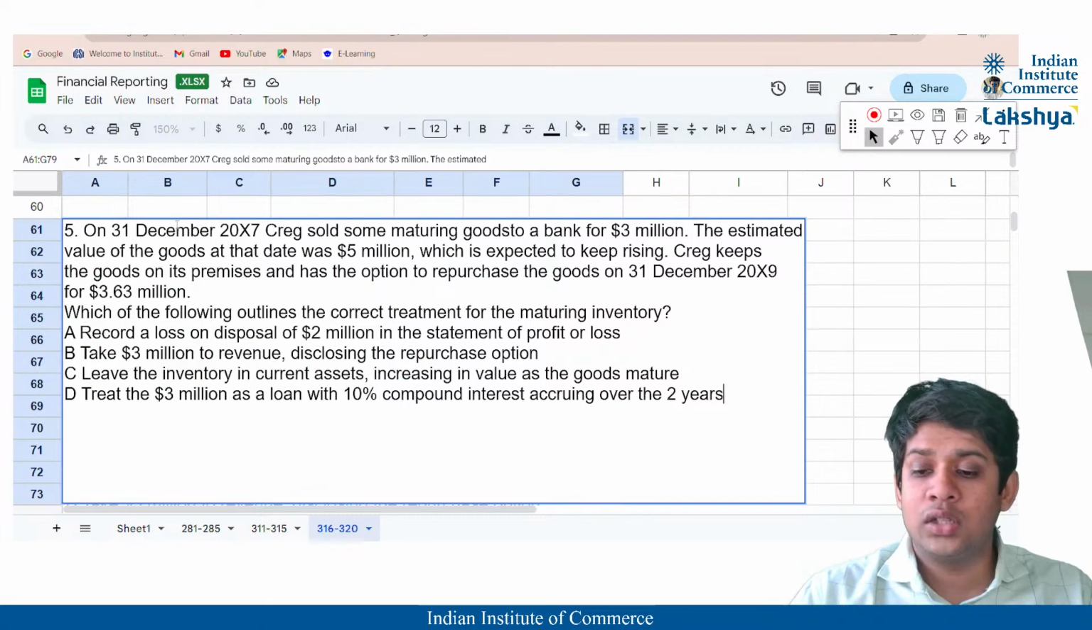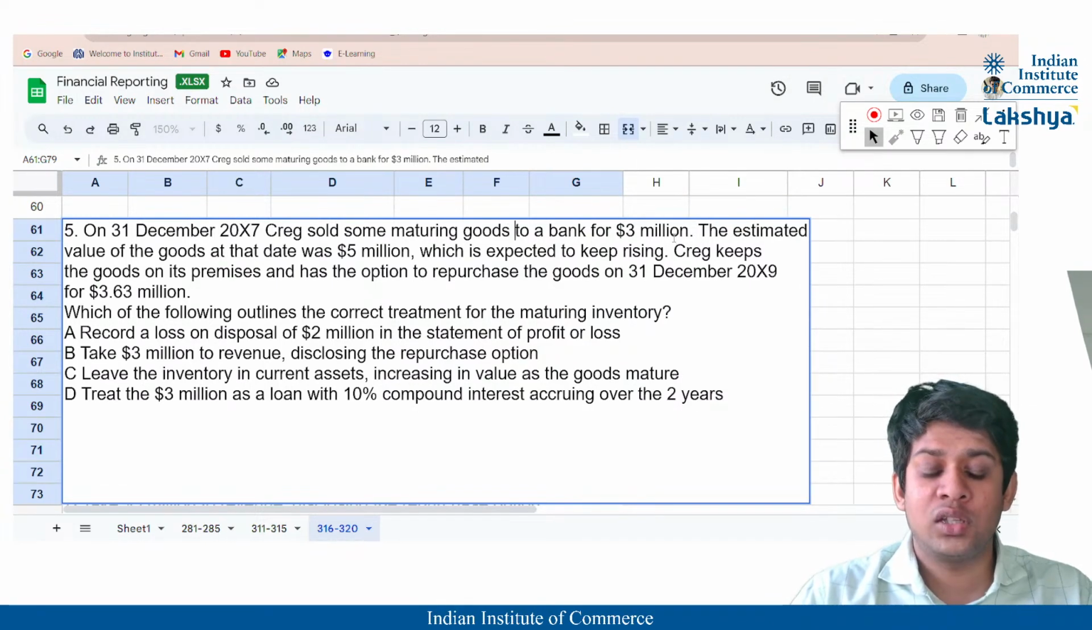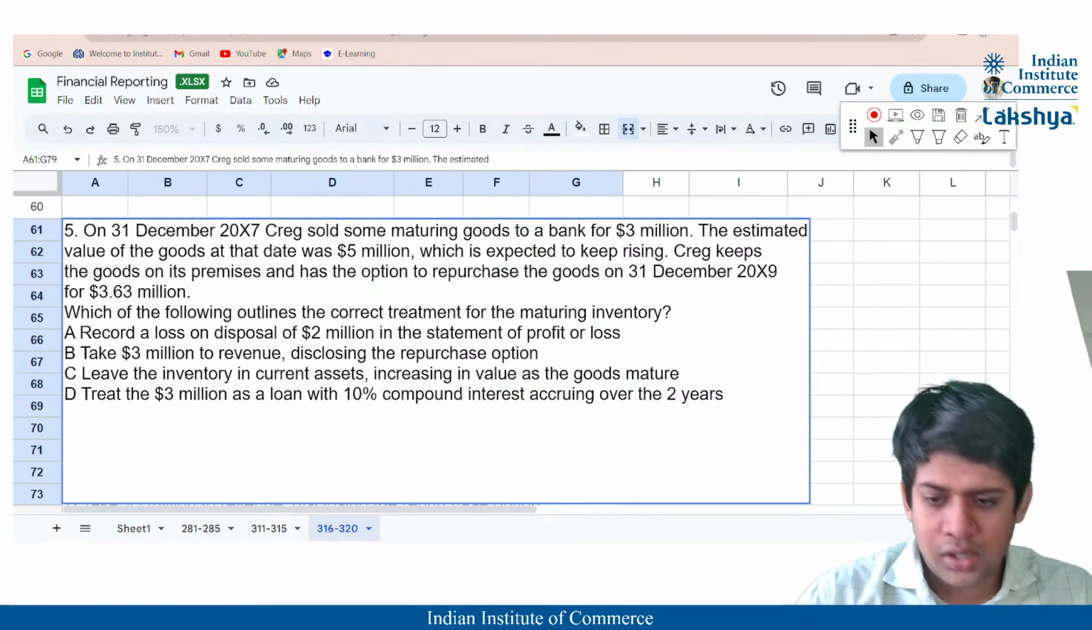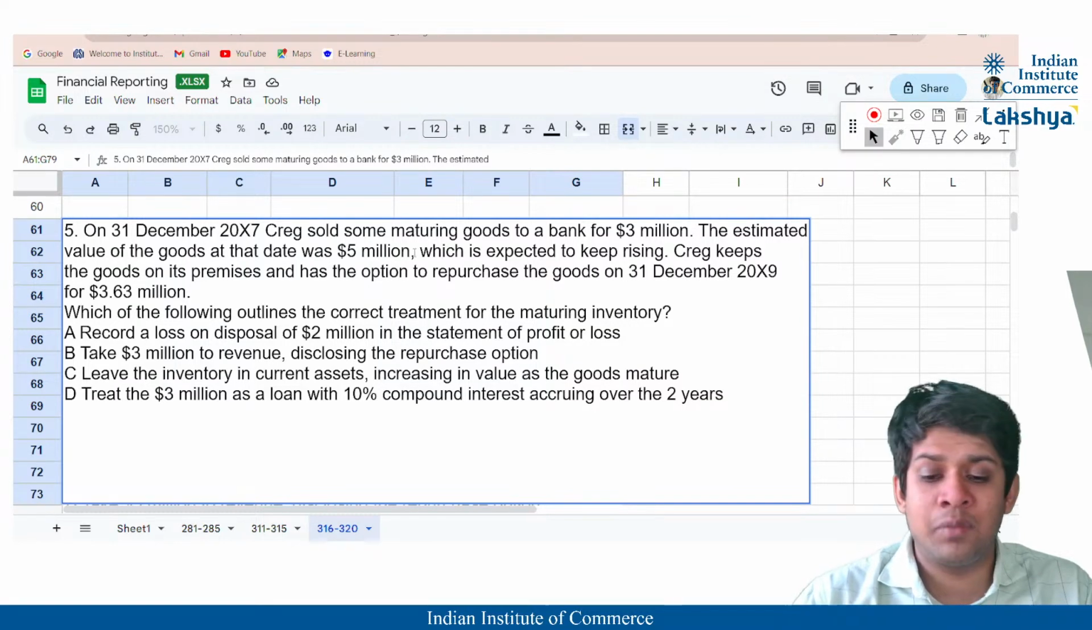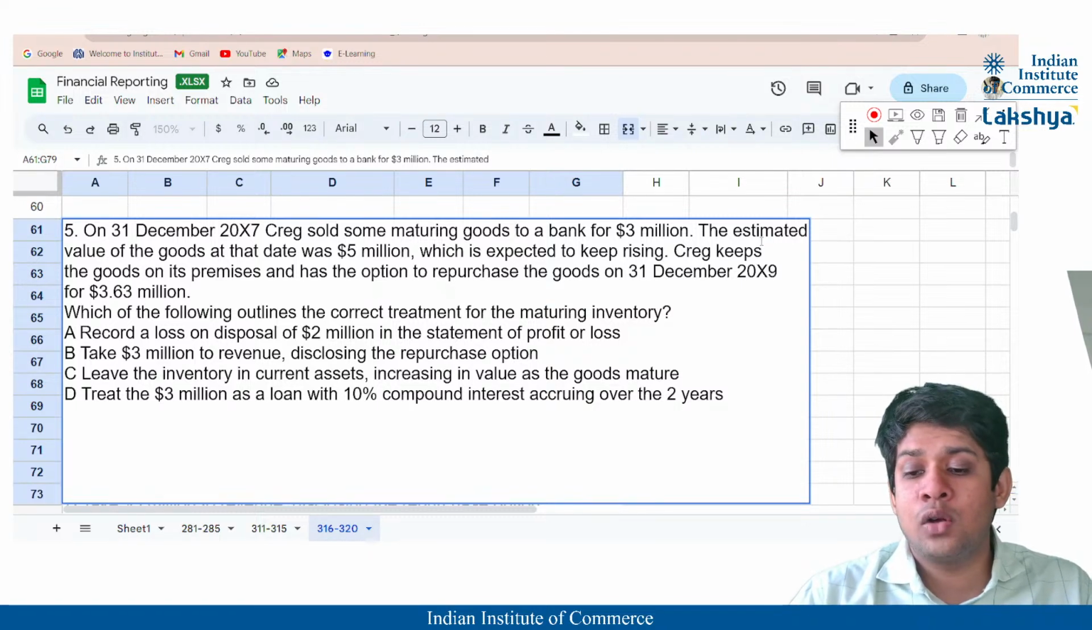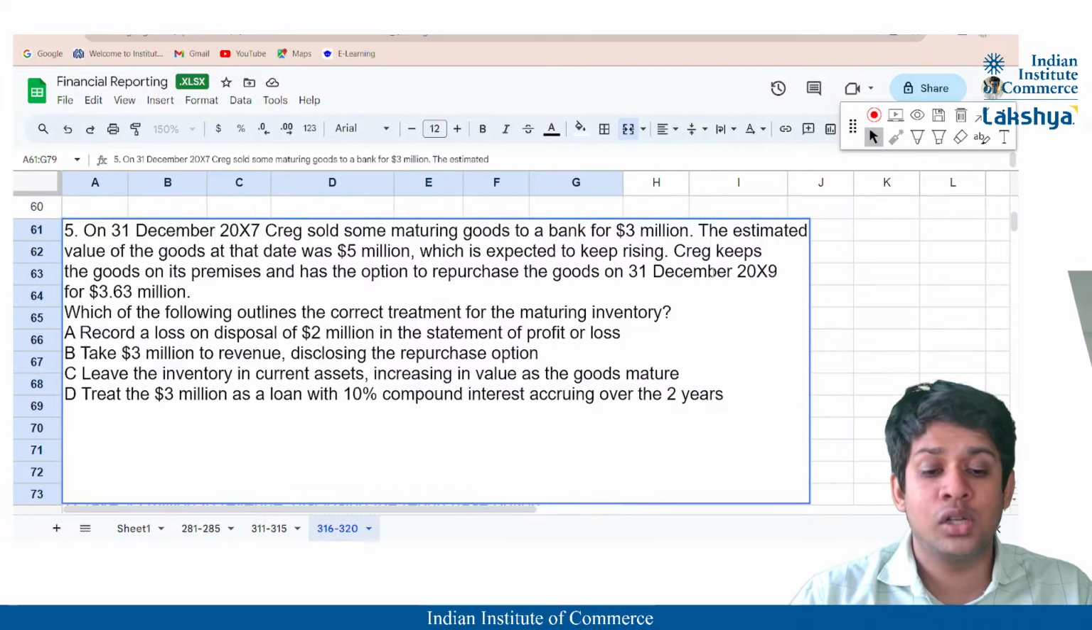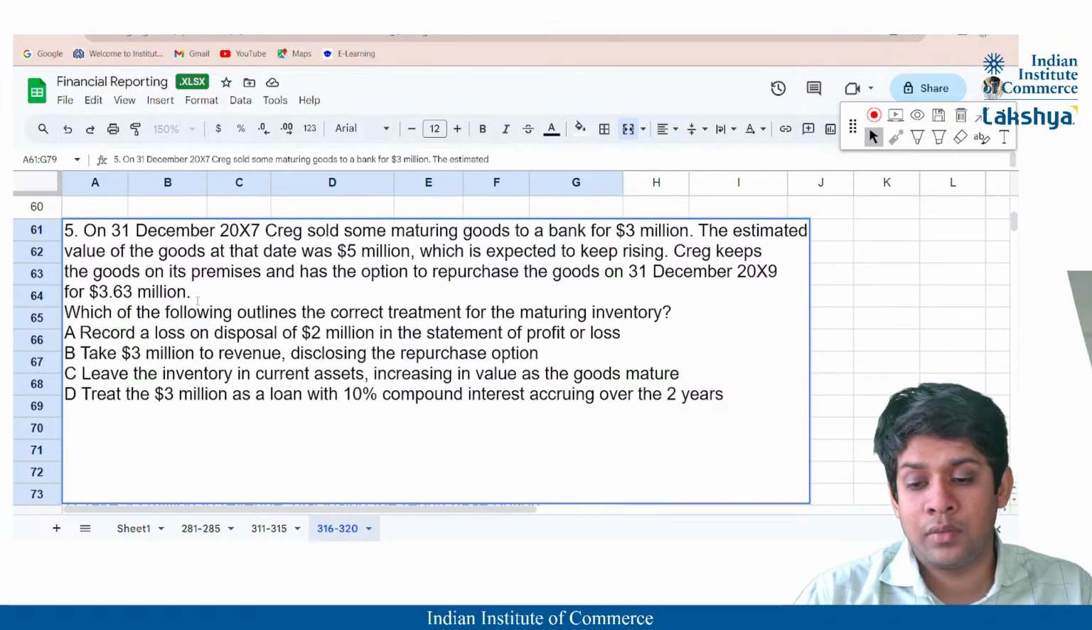On 31st December 2017, Craig sold some maturing goods to a bank for $3 million. The estimated value of the goods at that date was $5 million, which is expected to keep rising. Craig keeps the goods on its premises and has the option to repurchase the goods on 31st December 2019 for 3.63 million. Which of the following outlines the correct treatment for the maturing inventory?